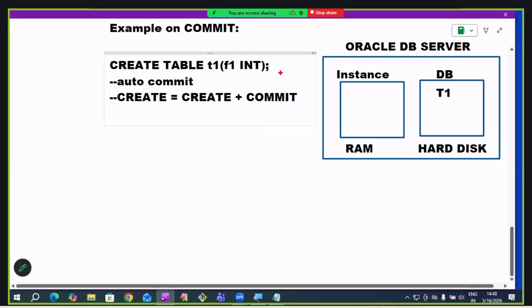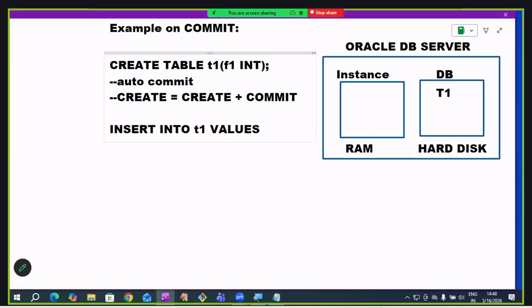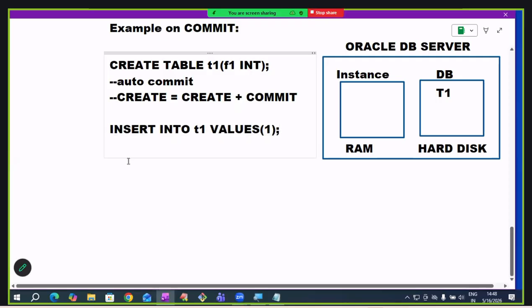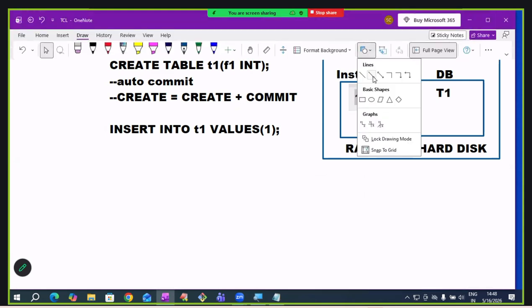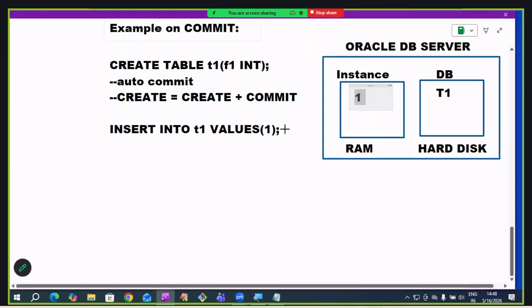Okay. So now the table is created permanently in the database. Now I'm inserting one record here. Insert into T1 values. One record inserted. Now you tell me, sir, where was this record inserted? In the instance or in the database? Instance. Okay. If anyone is unable to tell these points, you have to focus more and more on the lectures. I already covered these points. These are not new to you.